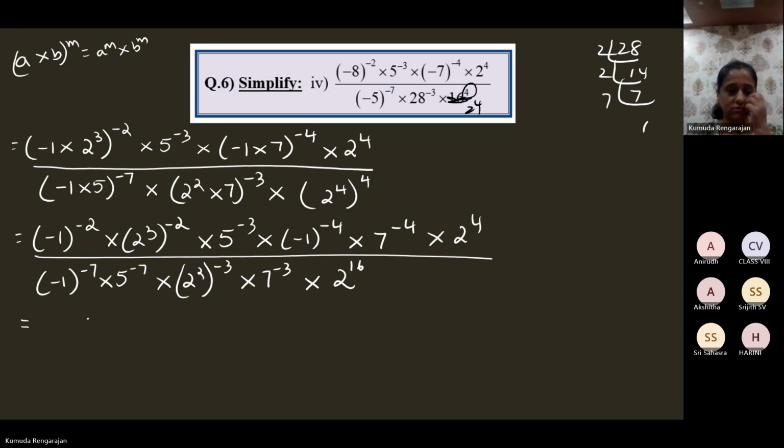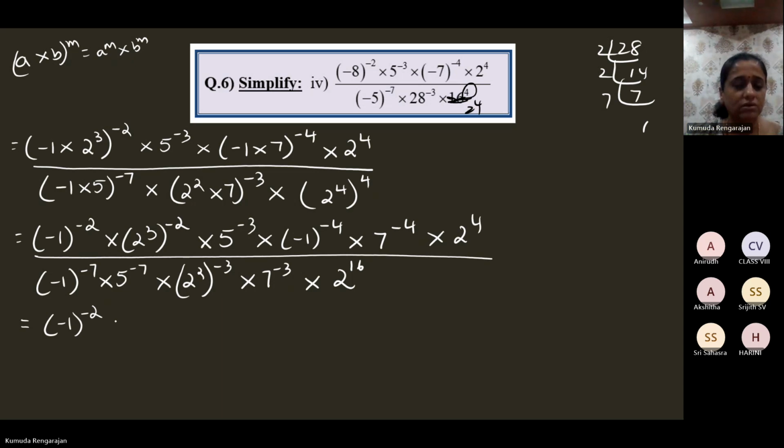And now we'll just multiply these powers and then use the law of exponents, which says: base the same, multiplication, add the powers; division, subtract the powers. So we'll just simplify this first. So we have minus 1 to the power minus 2.